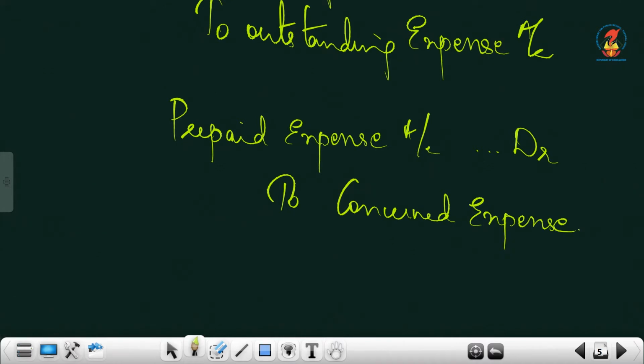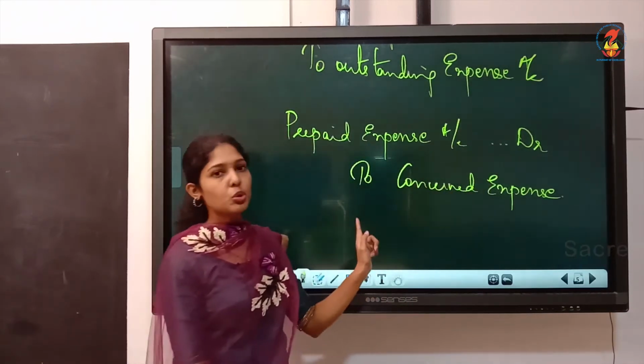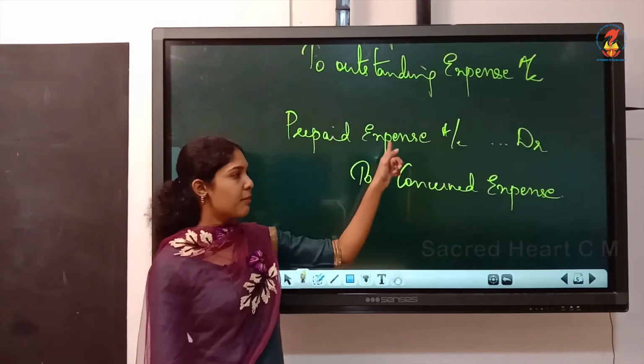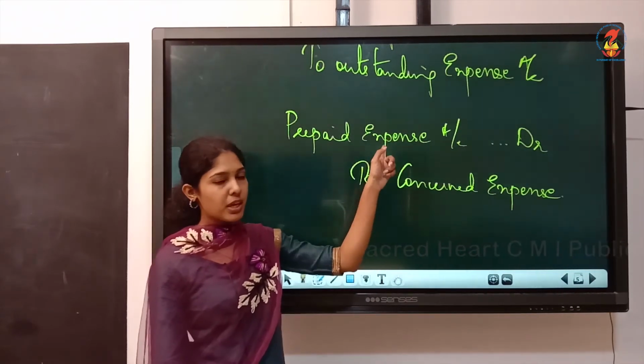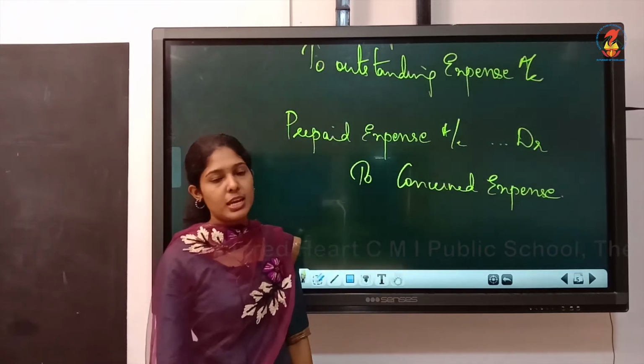If it is prepaid rent, you must write prepaid rent account debtor to rent account. Concerned expense is the rent account. Why we debited prepaid expense? Because it is an asset. Asset should be always debited.